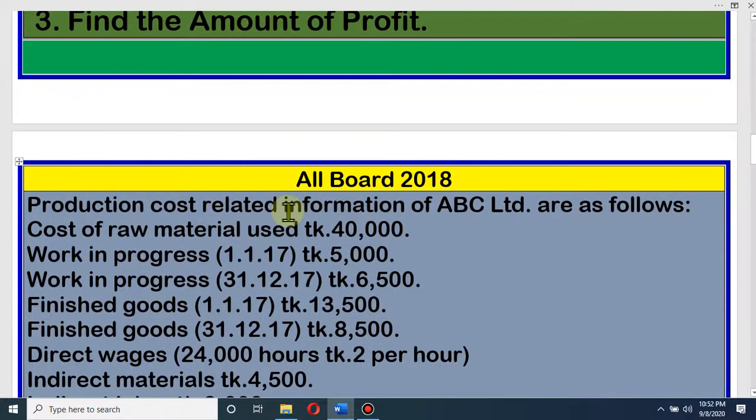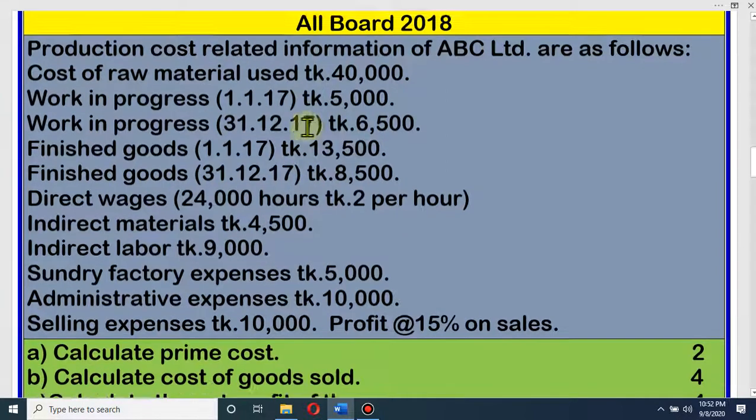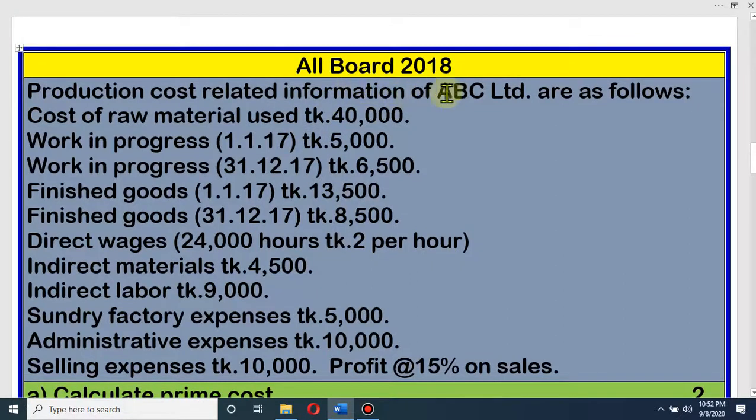Dear student, you know that earlier we have discussed the rules, regulations and how we can do the math. This time we will solve a board question. Dear student, we will solve it directly. This question is taken from All Board 2018. That means this question came in the board exam, Dhaka 2018, all board.